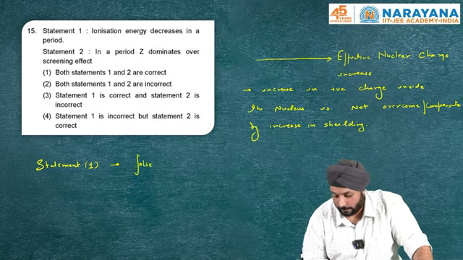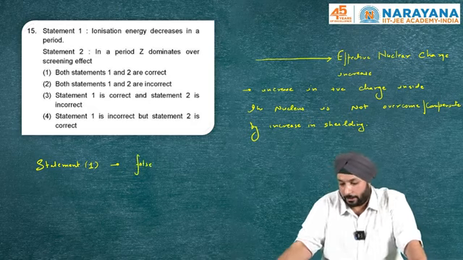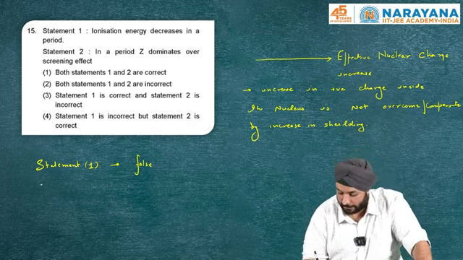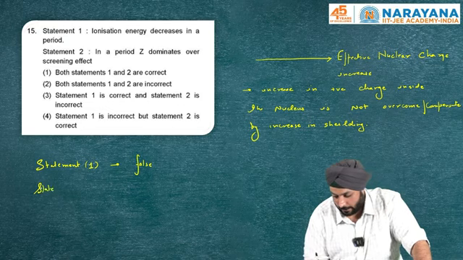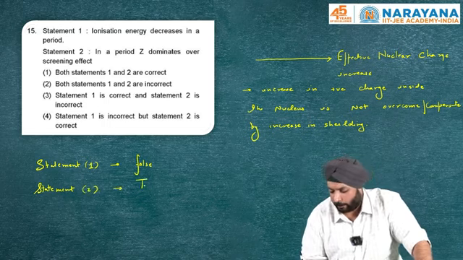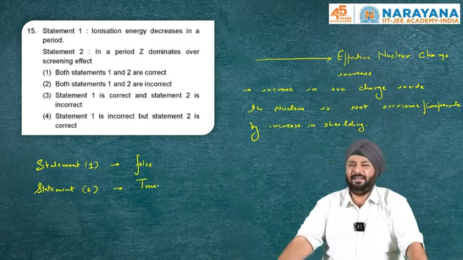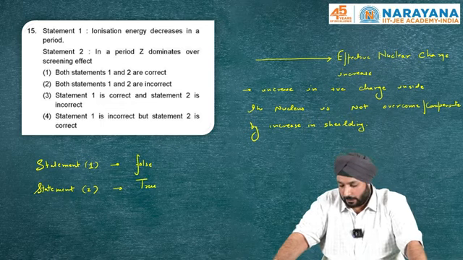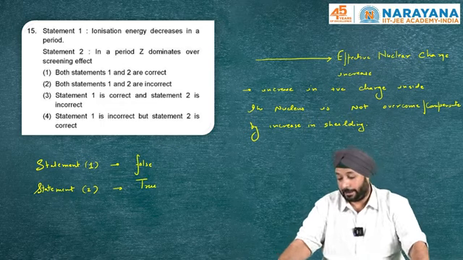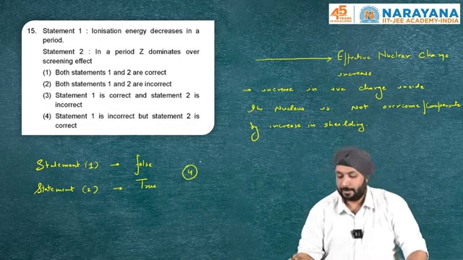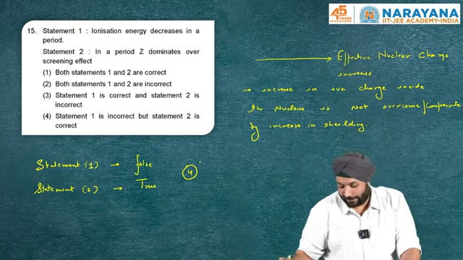False. And statement 2, in a period Z dominates over screening effect. That is 100% correct. Question came from periodic properties, and a simple question, just the twist of language. Statement 1 is incorrect, but statement 2 is correct. The answer should be 4. Shall we move ahead? I guess you understood, right?